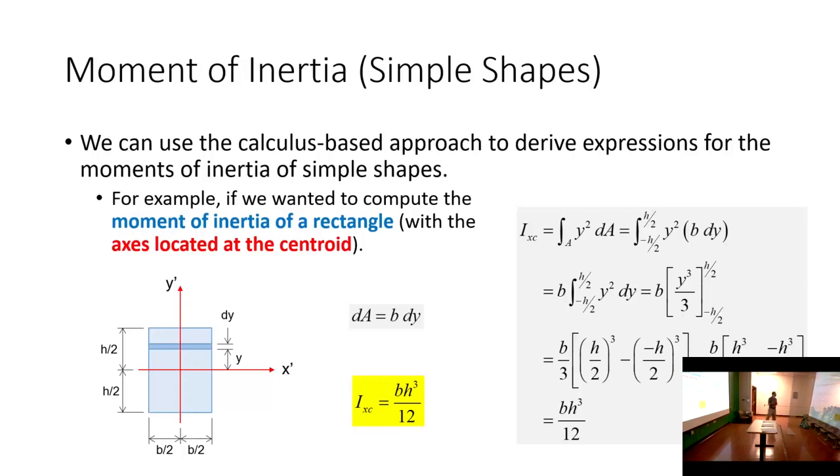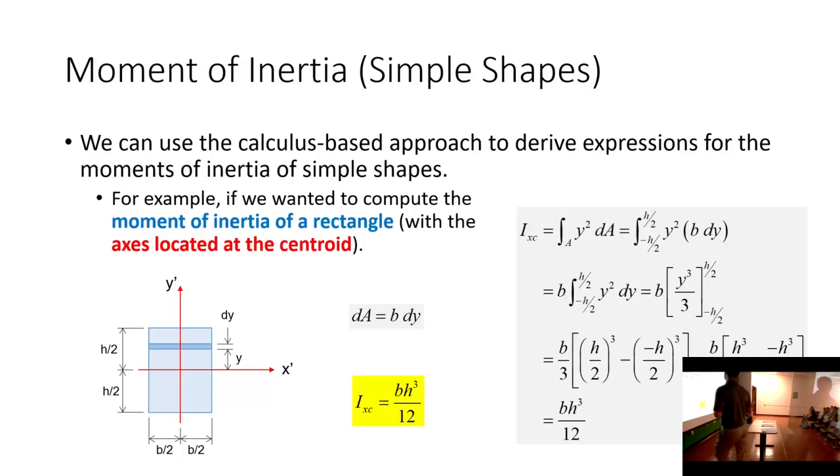The idea is that if I take an element and I bend it, let's say above the neutral axis, the element is experiencing compression. Below it, it's experiencing tension. But at the neutral axis, at the centroid, it's experiencing no deformation. Hence why we reference a lot of moments of inertia with respect to the centroid.